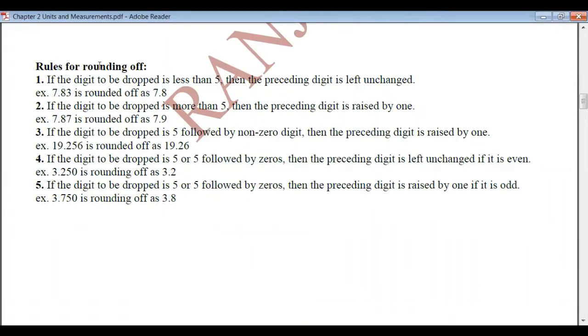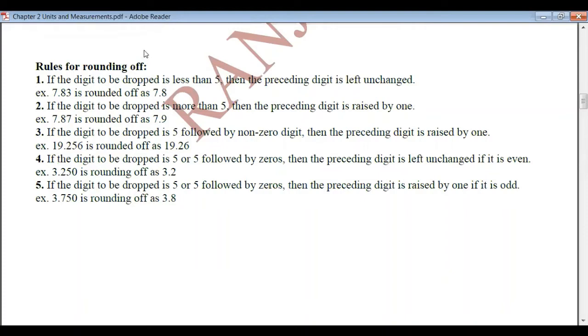Okay, now let's study the rules for rounding off, because when we add or subtract any measured value, then we have to express the result in proper significant figures. Okay, also in multiplication and division. So here we'll study some rules for rounding off.